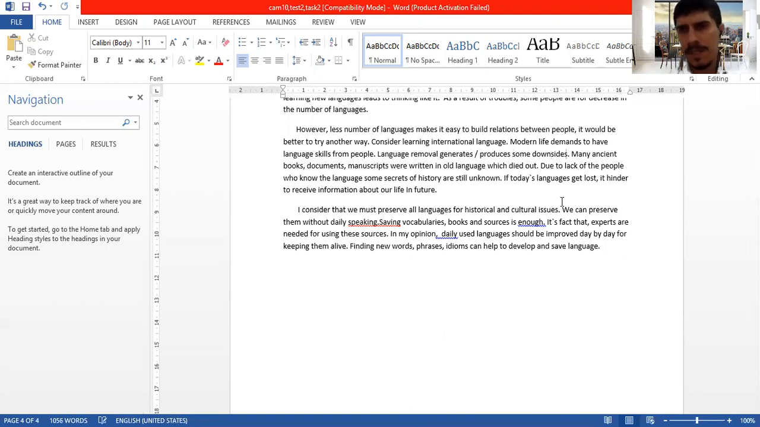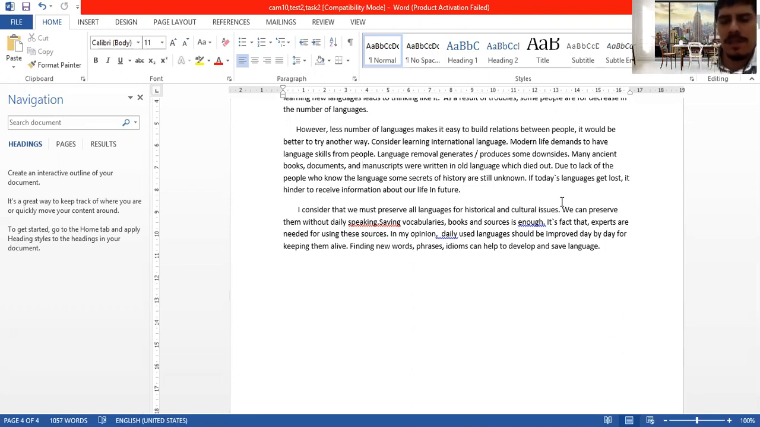The way it's written together: many ancient books, documents, manuscripts. So if we have more than two things that are listed, then we need to separate the last item from the rest at the end. So, and manuscripts were written in an old language, in the old language, which died out. Because now we're talking about a specific language that died out, right? You can also use here wiped out, or that are not in use, that are not available, or that is unavailable, right? Which died out due to lack of the people who know the language.